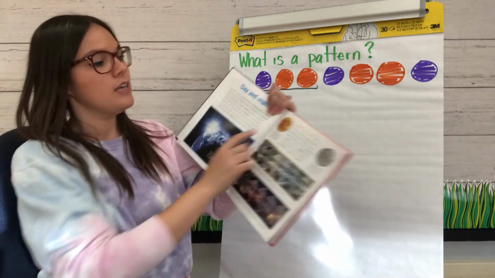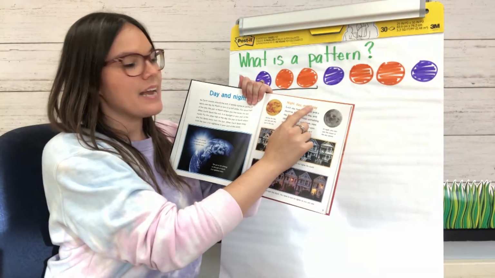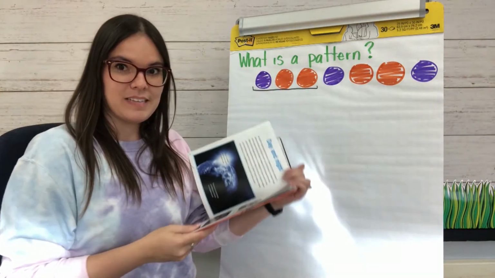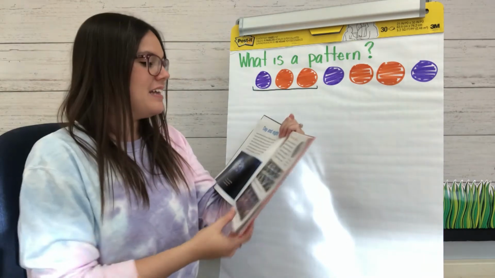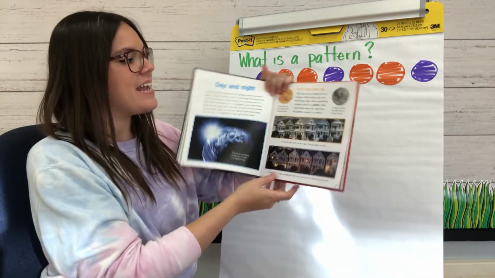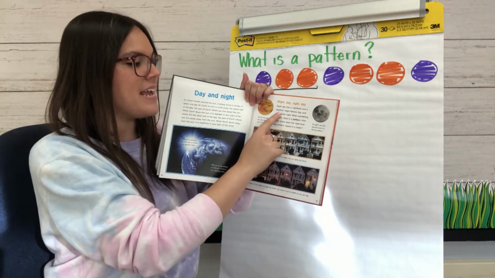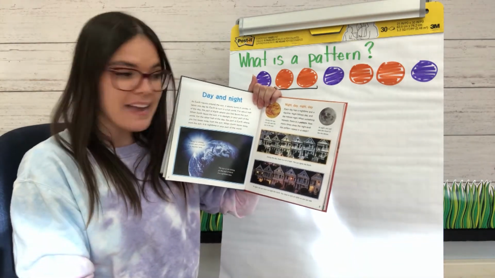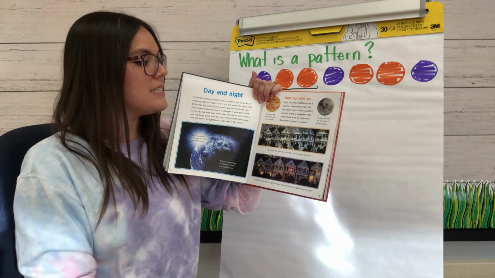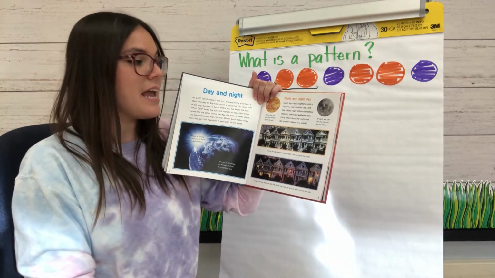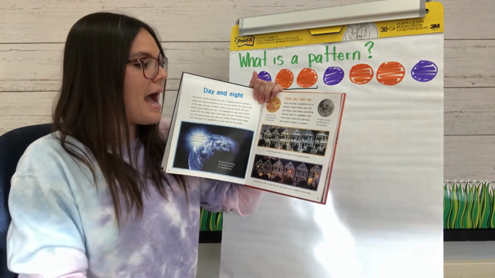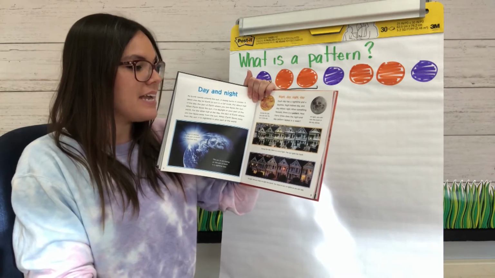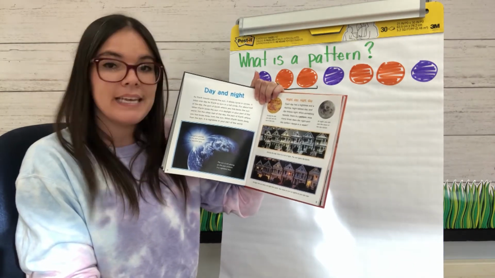This page here is called night, day, night, day. That kind of sounds like a pattern, doesn't it? Each day has a nighttime and a daytime. Night follows day and day follows night. When something repeats, there is a pattern. How many times does the night and day pattern repeat in a week?